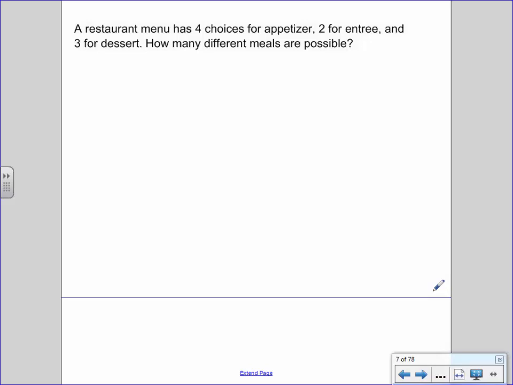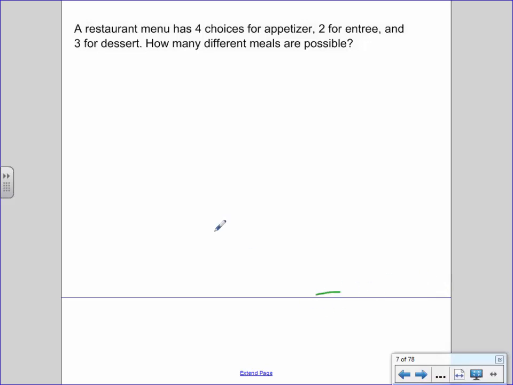Okay, so you've got 4 choices of appies, 2 choices of entrees, and 3 choices for dessert. Let's assume that you can only have 1 each, and that you have to have 1. Does that make sense? Those are the rules. You have to pick from each column, but you can only pick once. So you can't have 2 desserts. Because if I give you the option of having 2 desserts, that totally changes the math.